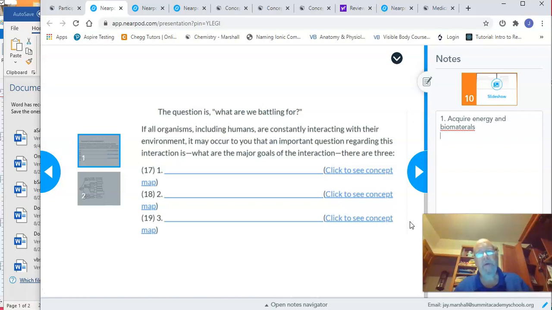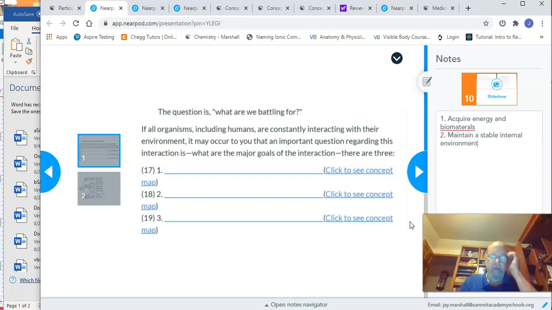energy and biomaterials. In order for my interaction with the environment to be successful, I have to acquire energy and biomaterials. And I'm saying both of these things because not all biomaterials that I need really involve energy, okay? Not all biomaterials that I need require energy. So acquire energy, and maybe I should say other biomaterials, but just acquire energy and biomaterials. That's my first goal.